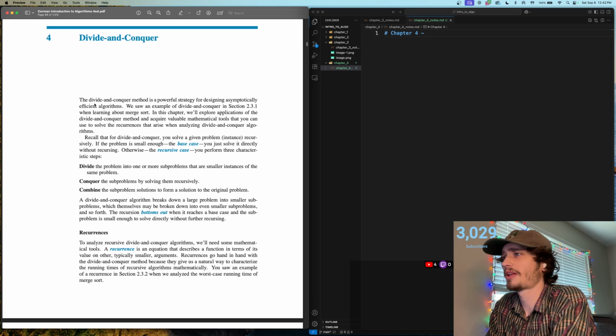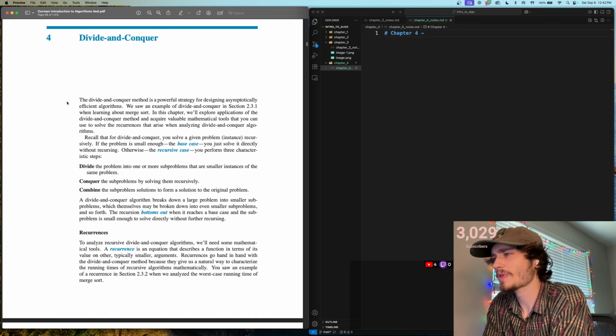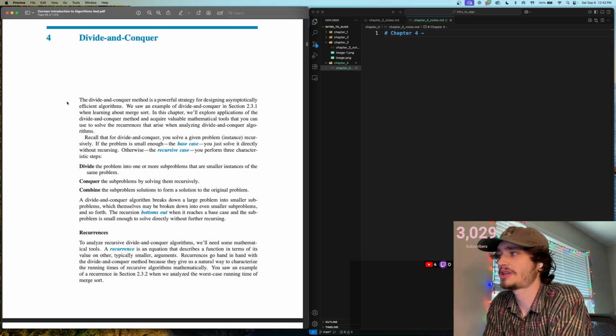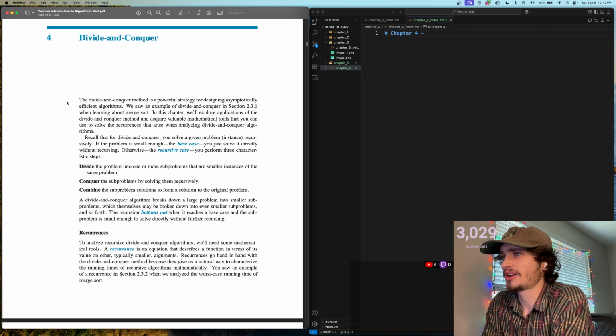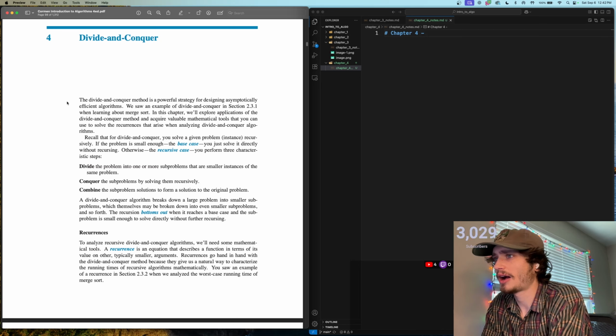The divide and conquer method is a powerful strategy for designing asymptotically efficient algorithms. We saw an example of divide and conquer in section 2.3.1 when learning about merge sort. In this chapter, we'll explore applications of the divide and conquer method and acquire valuable mathematical tools that you can use to solve the recurrences that arise when analyzing divide and conquer algorithms.